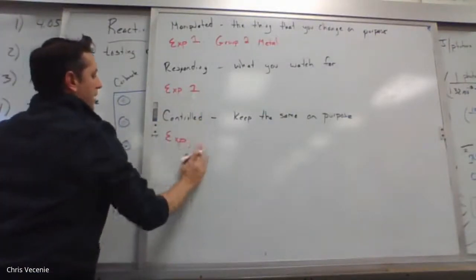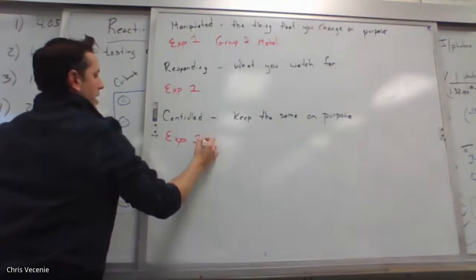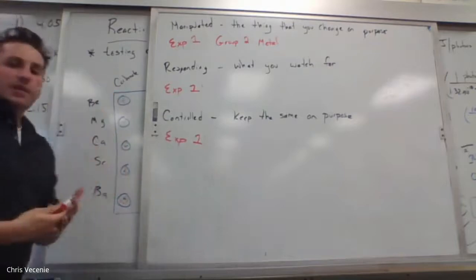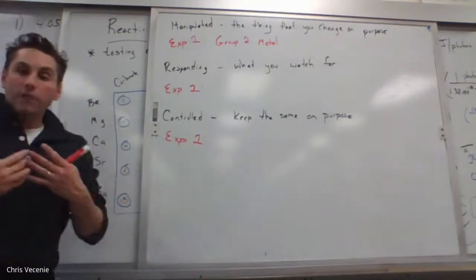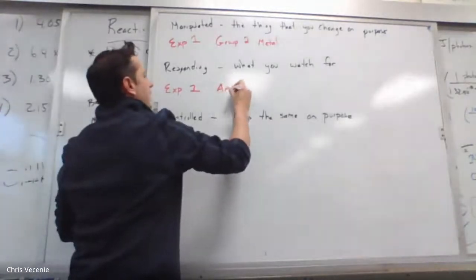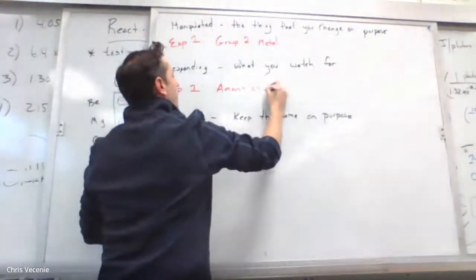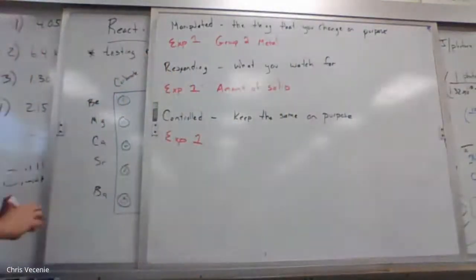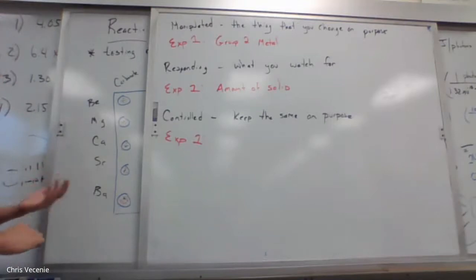The responding variable in experiment 1 is what I'm watching for. And like I said, when we mix these, we give them time to react. We're looking for solid. So the responding variable is the amount of solid, which is going to be what tells you how reactive they are. The last is the controlled variable.